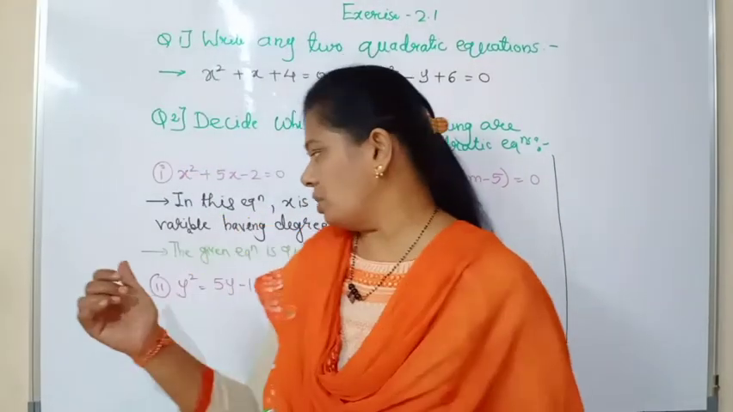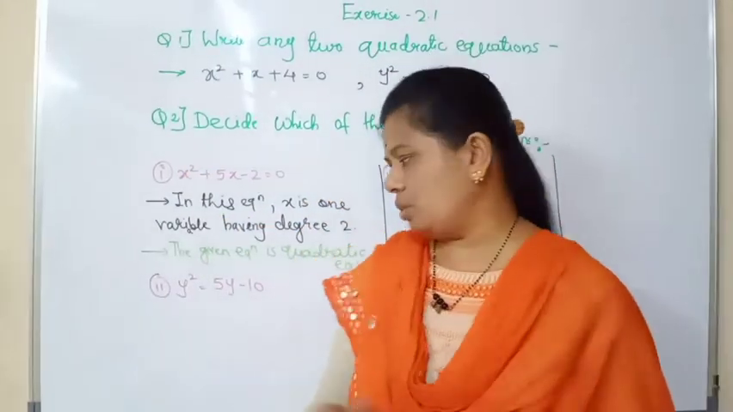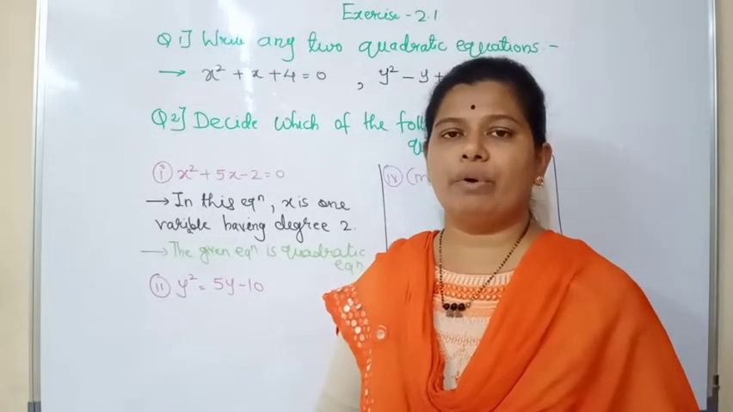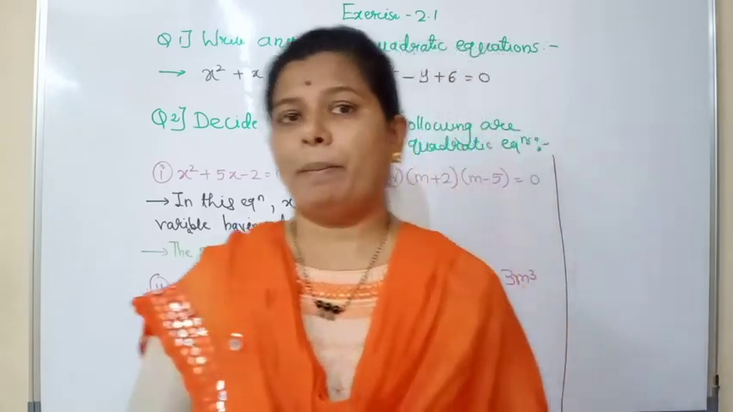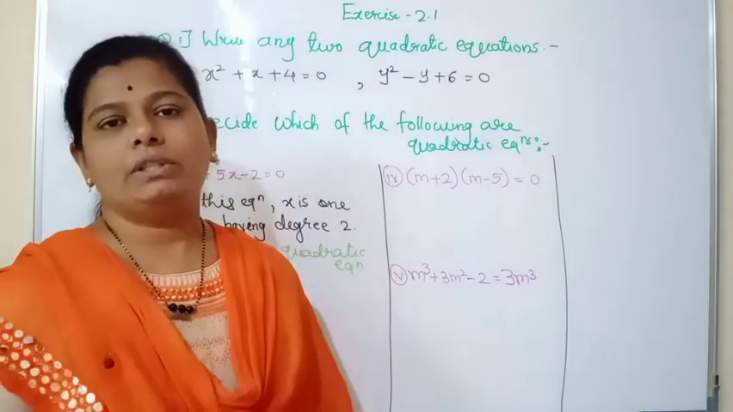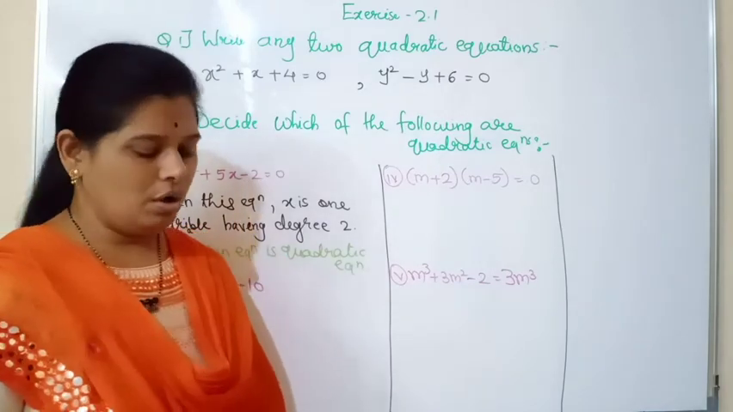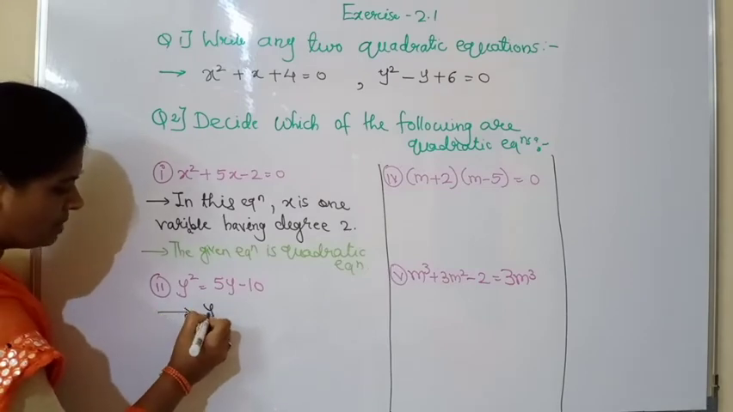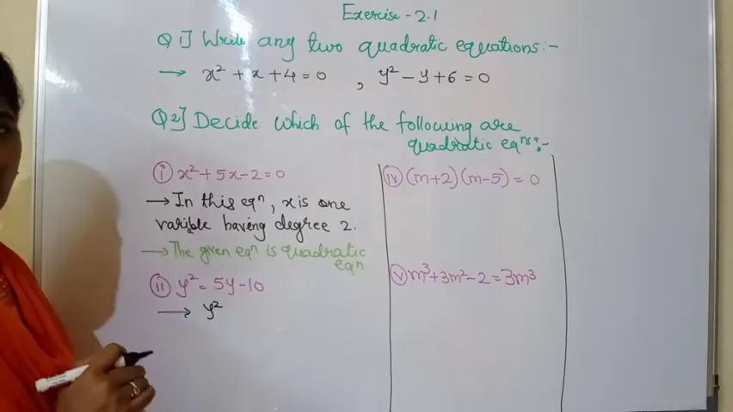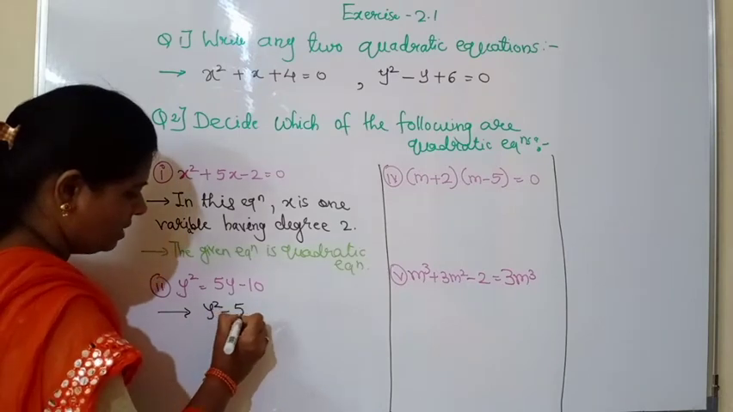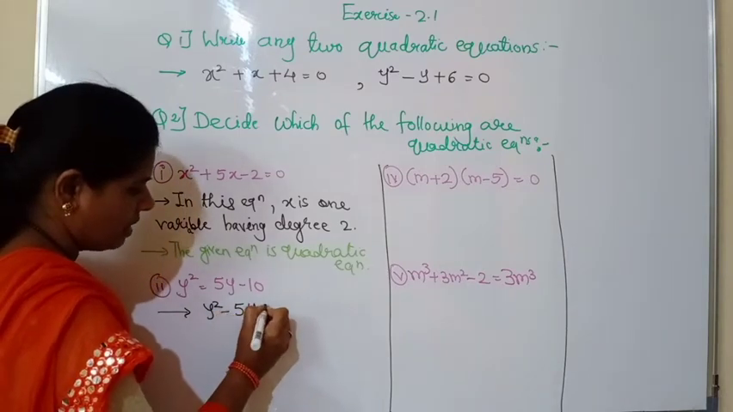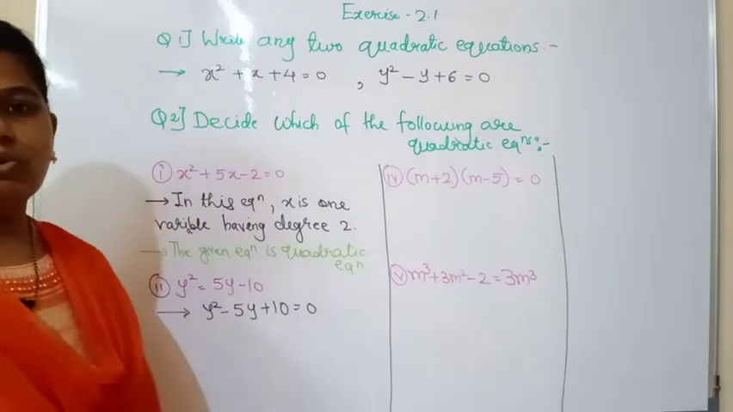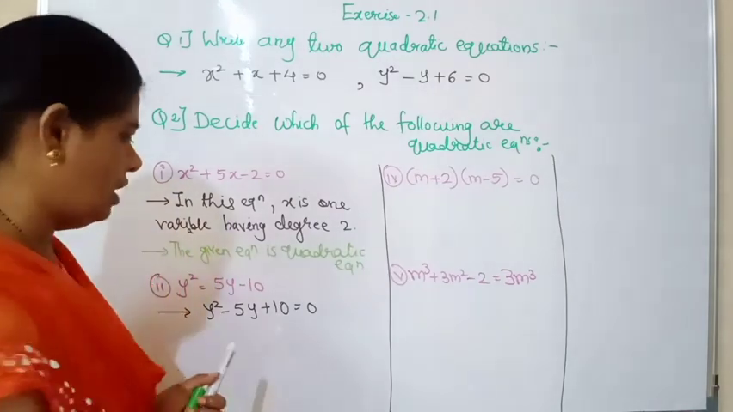Now see, in the second question they have given y square equal to 5y minus 10. For this equation, the first thing we have to do is arrange the equation properly, and then say whether the given equation is quadratic or not. So let us arrange the equation. It will be y square, 5y will come towards the left and become minus 5y, minus 10 will come towards the left and become plus 10 equal to 0. Y square minus 5y plus 10 equal to 0.